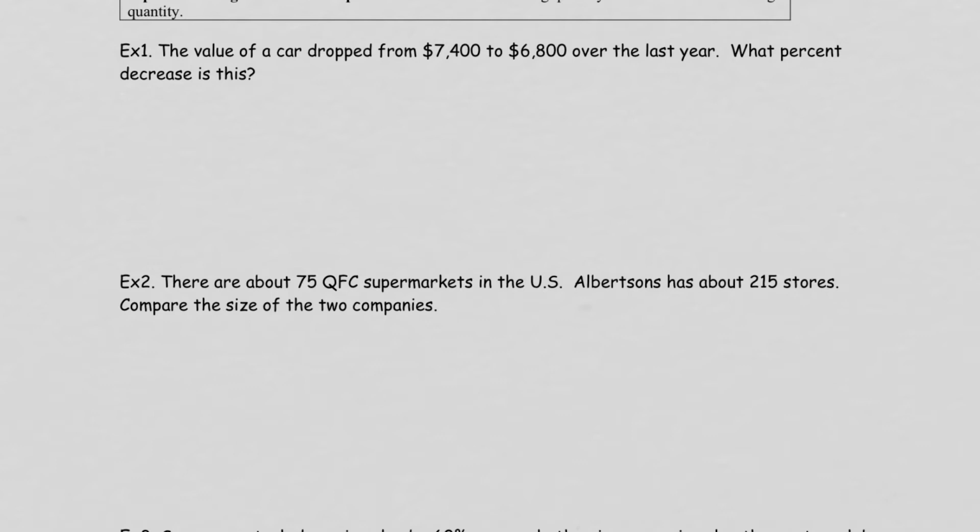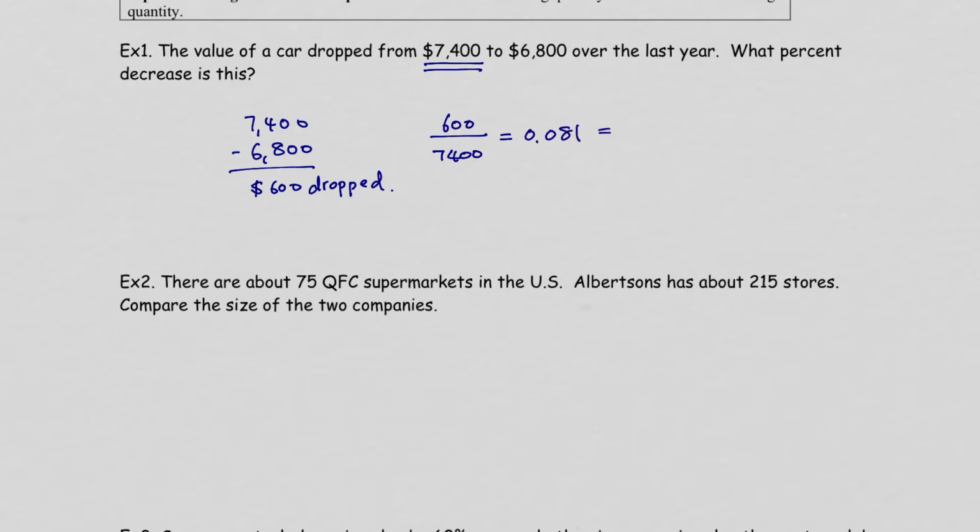In order to find out the decrease value, you're going to do subtraction first. When you subtract, that's the value of decreasing. So about 600 dropped. And we wanted to find out what percent this is from the whole. The whole will be the starting price. So it'll be 600 over 7,400. That gives you 0.081, which is going to be an 8.1% drop or decrease.